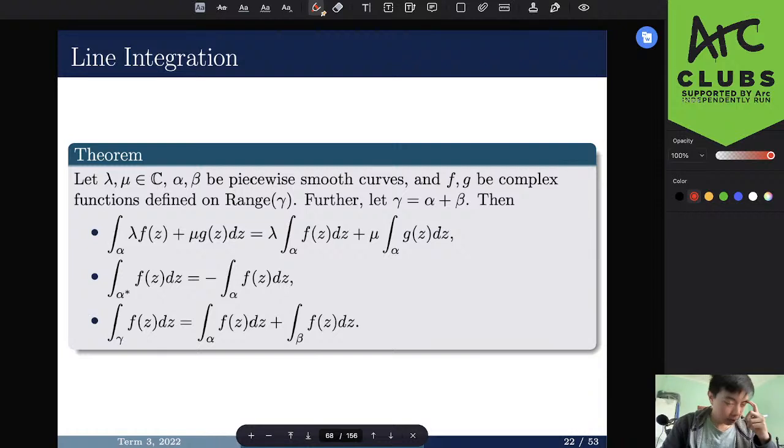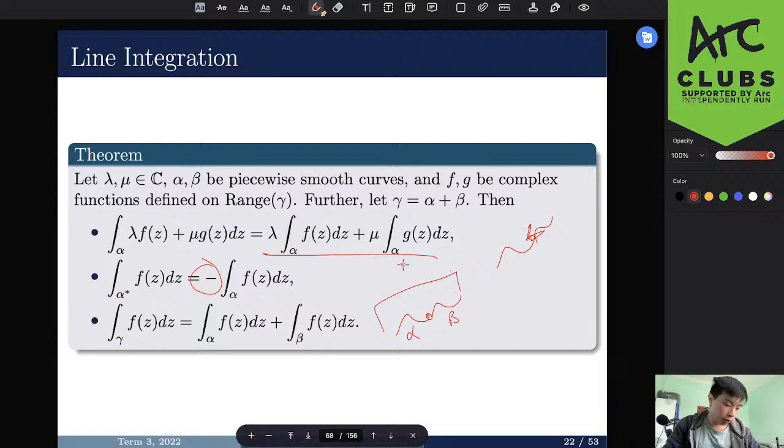So what we see is that the integral is actually linear as well right here. And the reverse, this is integral. So if we have a contour and we wanted to integrate it, the integral of its reverse is going to be the negative. And then if we have two curves, let's say alpha and beta, and then they add up to be one big curve gamma, the integral of gamma is equal to the integral of alpha plus the integral of beta.